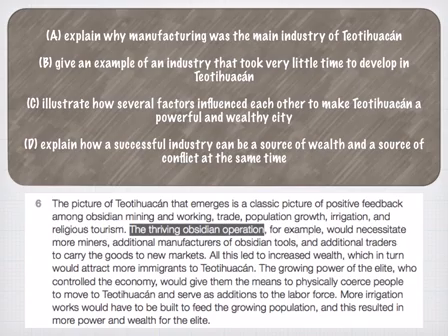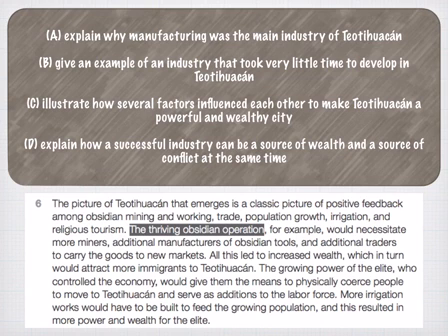Positive feedback among obsidian mining and working, trade, population growth, irrigation, and religious tourism. So it actually does mention the idea that there's trade and religious tourism going on here, as well as obsidian mining. So I don't think that we can use answer choice A here as a relevant answer, because there are more areas of industry being mentioned. Trade and religious tourism is being mentioned, as well as the thriving obsidian operation. So I think that we can remove option A from our choices.